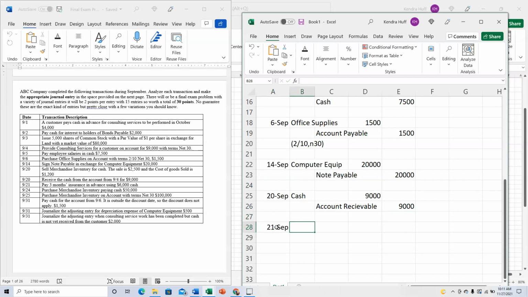Line 21. Paid 3 months insurance in advance using $6,000 cash. So since I paid for it in advance, it's prepaid insurance. And cash goes out the door. 9.24. Purchase merchandise inventory, paying cash $50,000. So debit to merchandise inventory. Credit to cash for $50,000.